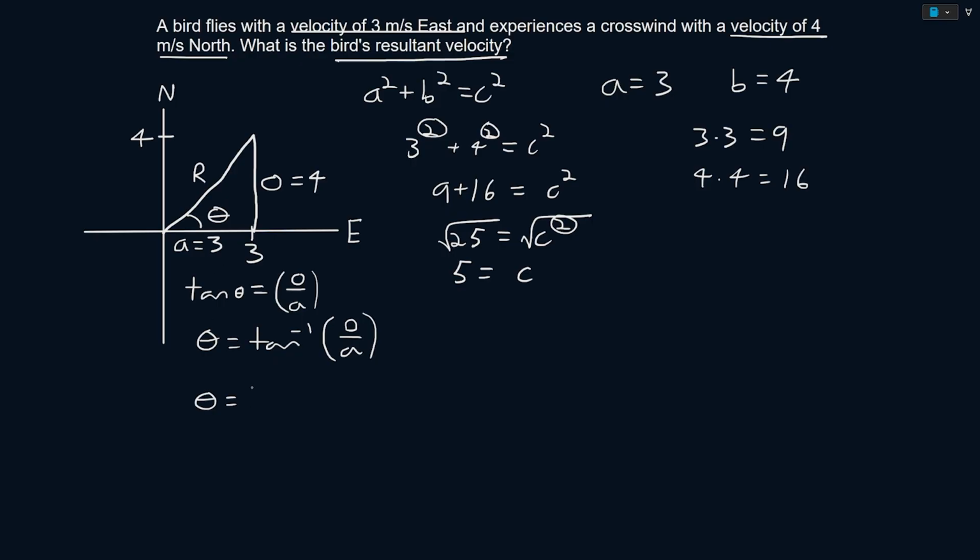So theta is equal to the inverse tangent of 4 over 3. Plugging this into the calculator, we get that theta is equal to 53.13 degrees. Our final answer is that the resultant velocity of the bird has a magnitude of 5 meters per second and is 53.13 degrees from the x-axis, or north of east.